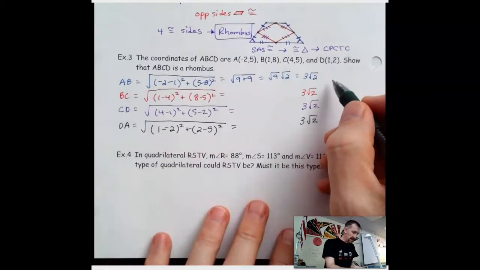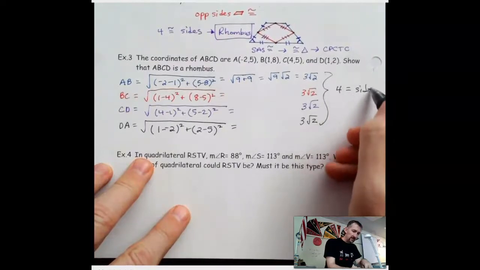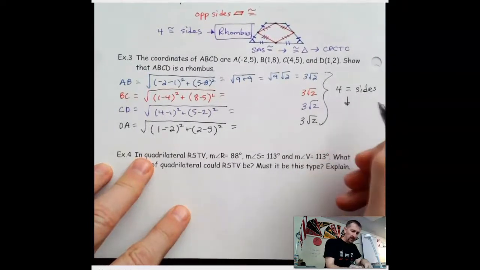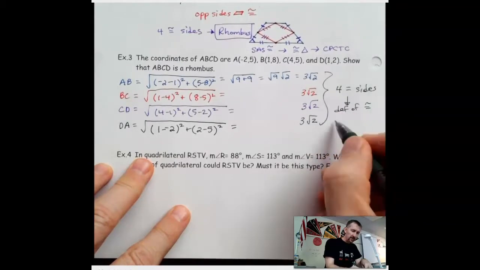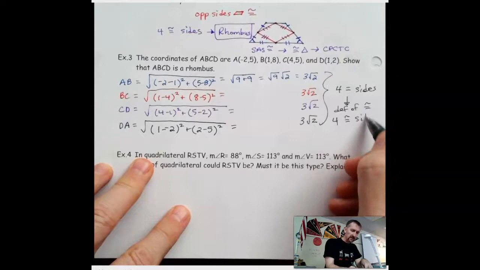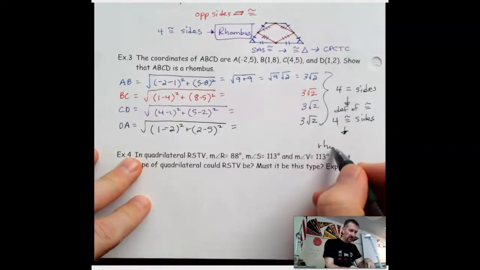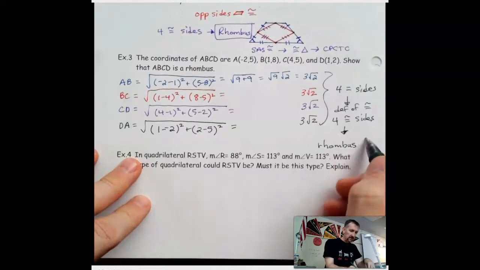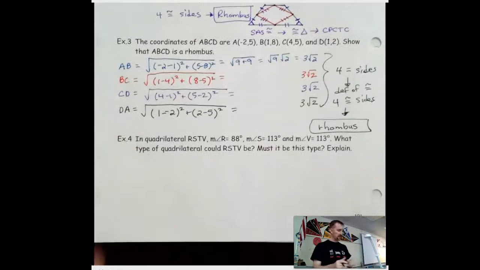Okay, so we have 4 equal sides. So by the definition of congruent, we have 4 congruent sides, and then that means we have a rhombus. So two rhombuses in a row. Okay, next.